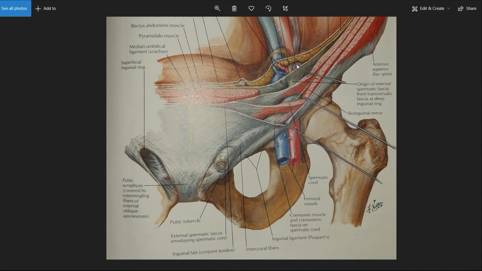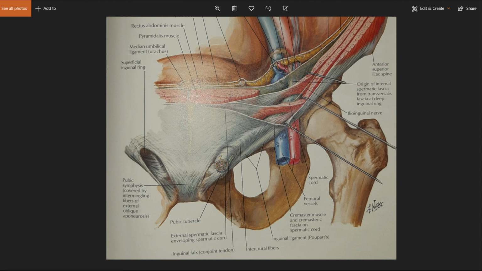As far as the veins are concerned, the veins are in the form of a plexus known as the pampiniform plexus. P-A-M, P-I-N-I-F-O-R-M. Pampiniform plexus of veins. So that's arteries taken care of, veins taken care of. Now nerves.